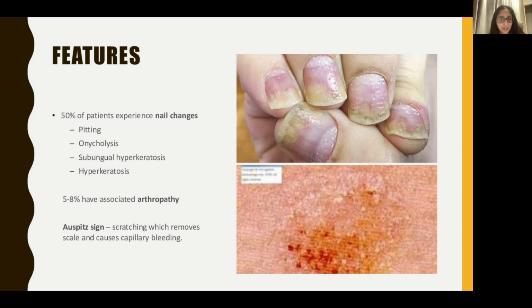And there is also the Auspitz sign. So this is where scratching of the patch can lead to capillary bleeding. And the scale will be removed due to this as well.